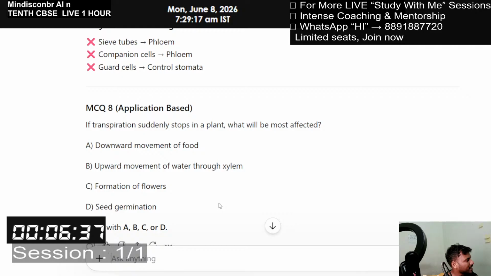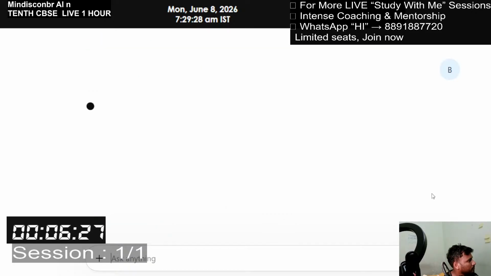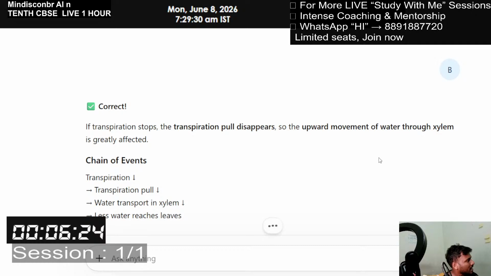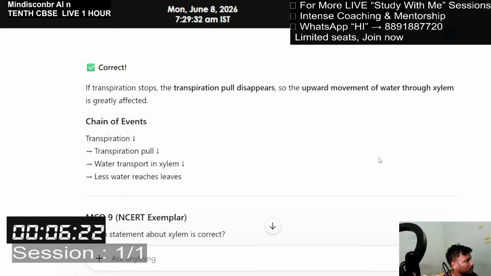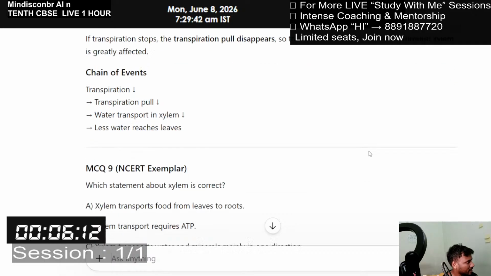If transpiration suddenly stops in a plant, what will be most affected? Upward movement of water through xylem will be affected. If transpiration stops, the transpiration pull disappears, so the upward movement of water through xylem is greatly affected. Chain of events: transpiration decreases, transpiration pull decreases, water transport in xylem decreases, less water reaches leaves.